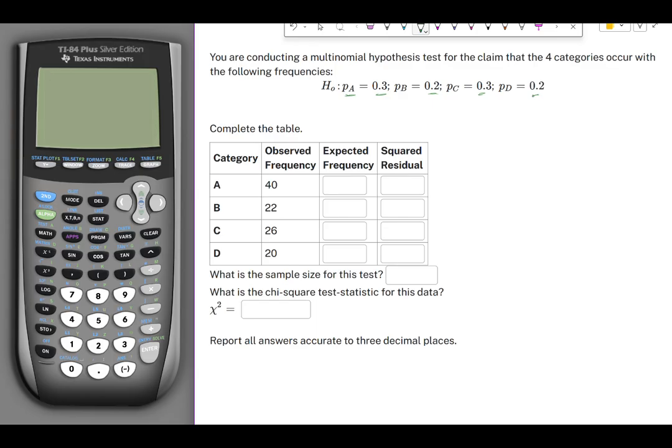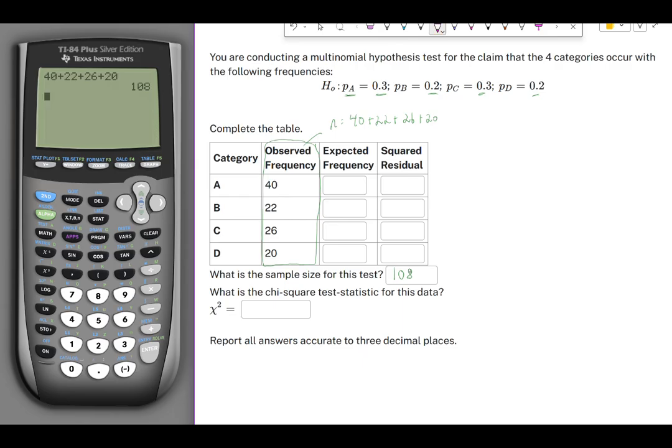Complete the table. Well, we have the observed frequencies here. Since we have the observed frequencies, we know that there is a total in the sample of 40 plus 22 plus 26 plus 20. So 40 plus 22 plus 26 plus 20 is 108 in this sample.